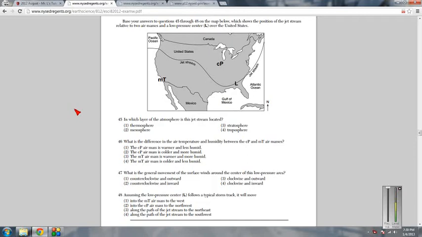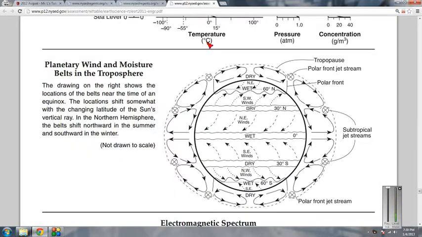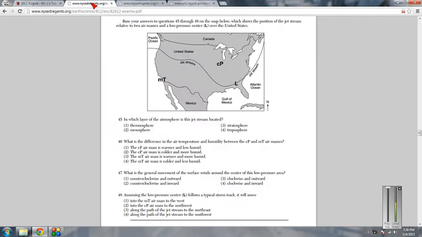Number 45. In which layer of the atmosphere is this jet stream located? This is a reference table question, of course. If you don't know this off the top of your head, let's go to the reference table. Look at this: planetary wind belts in the troposphere. So what do you think the answer is here? Okay, it's going to be troposphere.